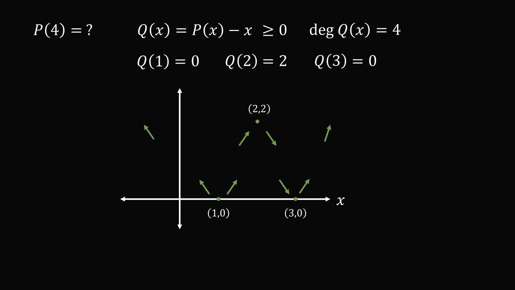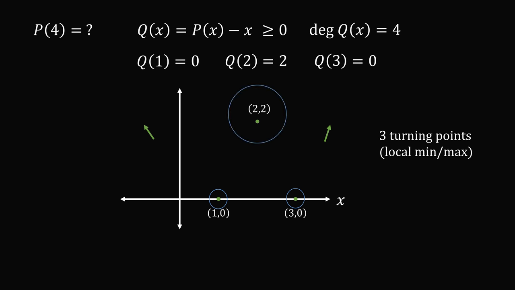So what have we identified? We have identified three different turning points, or three different critical points, or three different local minima or maxima. So one point here, another point here, and another point will be in the neighborhood of (2, 2). We don't know it is exactly (2, 2), but it'll be somewhere between (1, 0) and (3, 0).